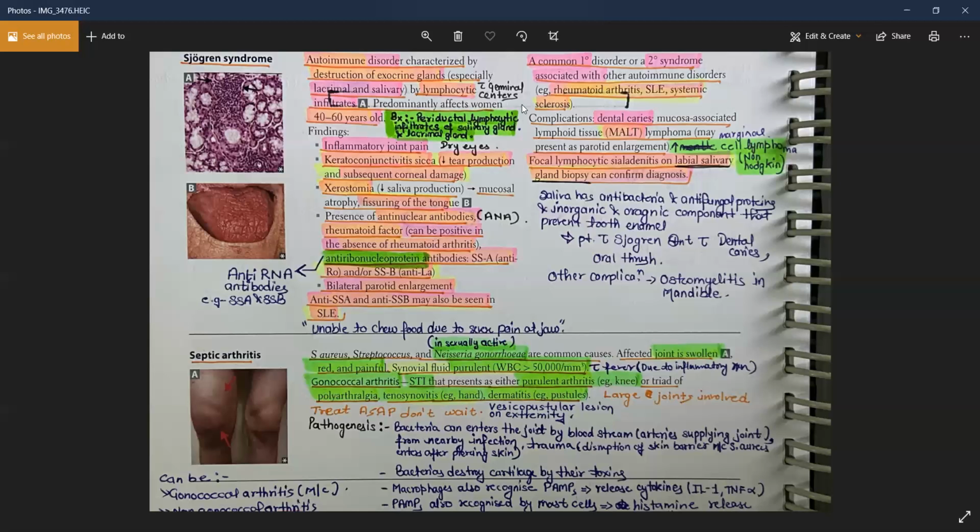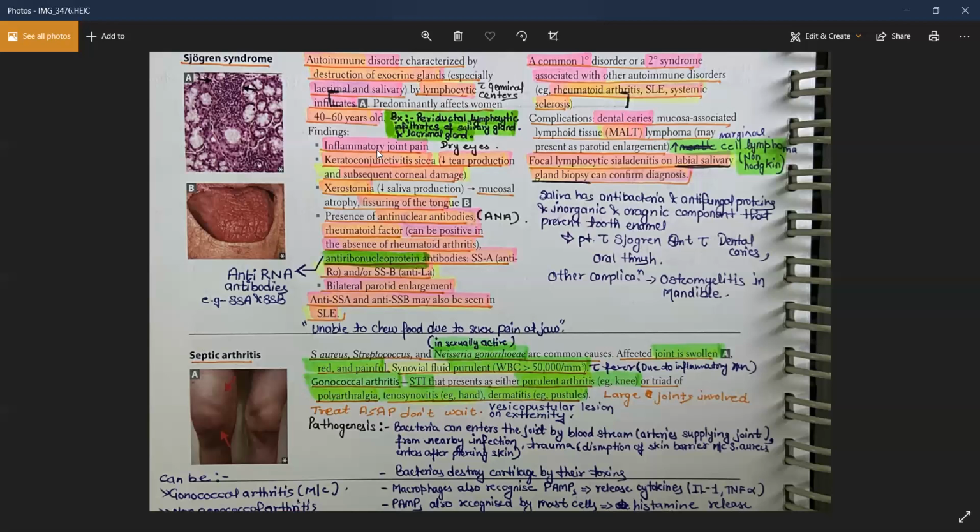And just like Hashimoto thyroiditis, Sjogren syndrome has a malignant potential of becoming a mucosal associated lymphoid tissue, or MALT, lymphoma. It is a marginal zone lymphoma. If you guys remember from the hematology lectures, Hashimoto thyroiditis and Sjogren syndrome can become marginal zone lymphoma. So do remember that. So what are the findings?